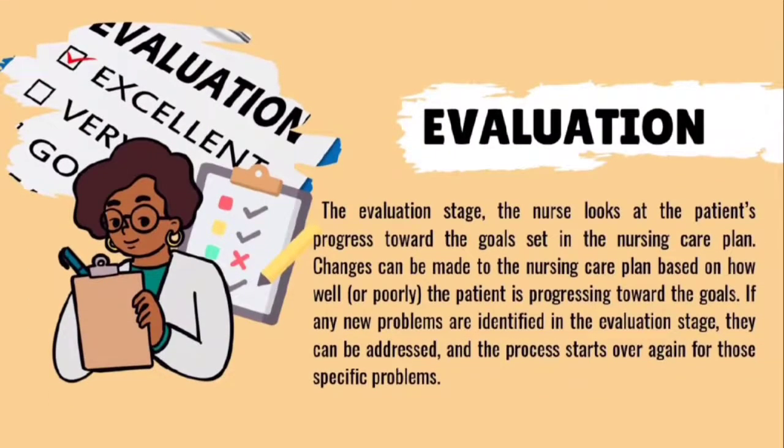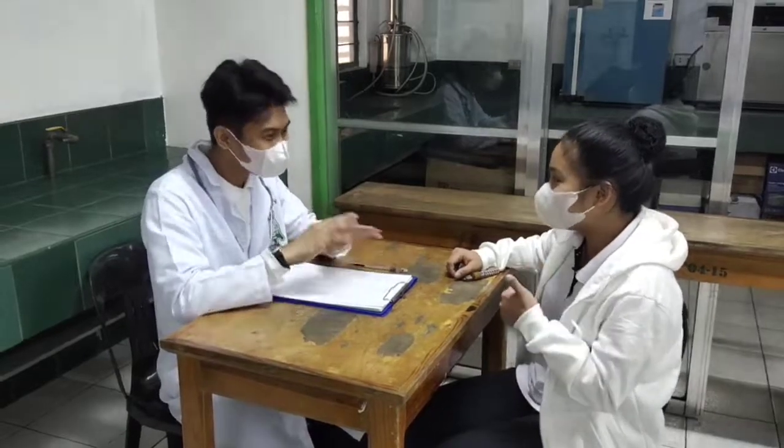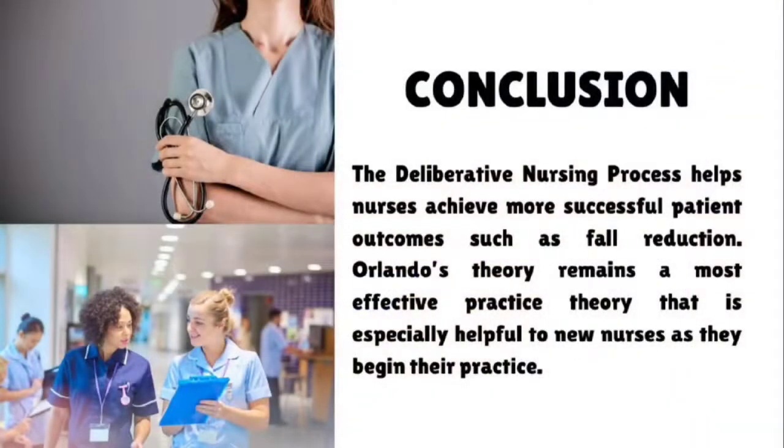The evaluation stage. The nurse looks at the patient's progress toward the goals set in the nursing care plan. Changes can be made to the nursing care plan based on how well or poorly the patient is progressing toward the goals. If any new problems are identified in the evaluation stage, they can be addressed and the process starts over again for those specific problems. The nurse is continuously exploring the reaction of the patient to determine the appropriate action to fulfill the need of the patient.